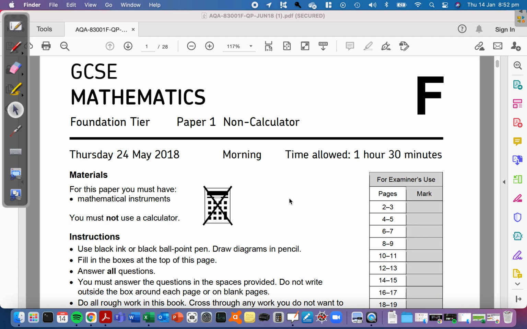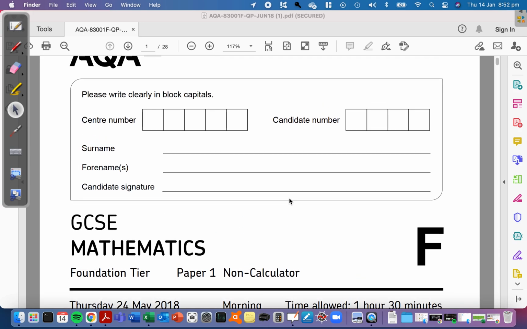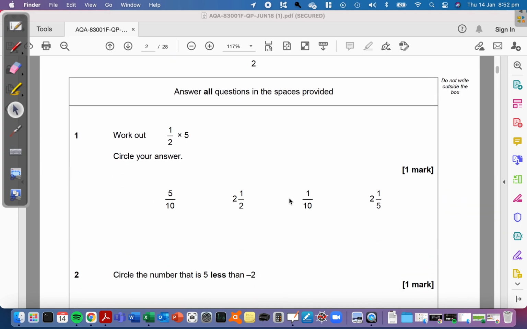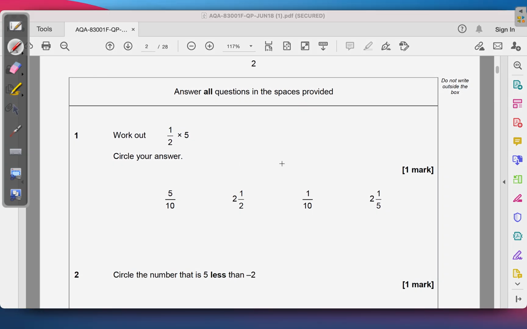The Foundation Tier Paper 1 Non-Calculator for June 2018. This is the AQA paper, okay? So first question, work out 1/2 times 5, okay?